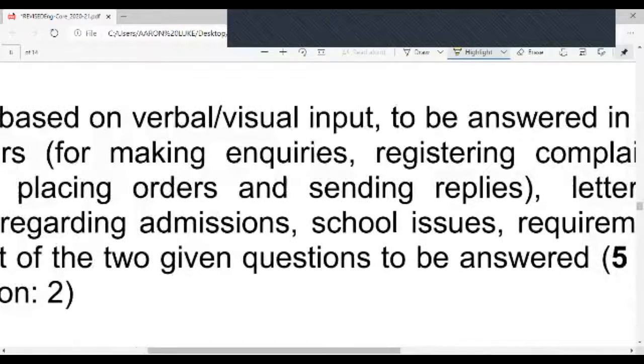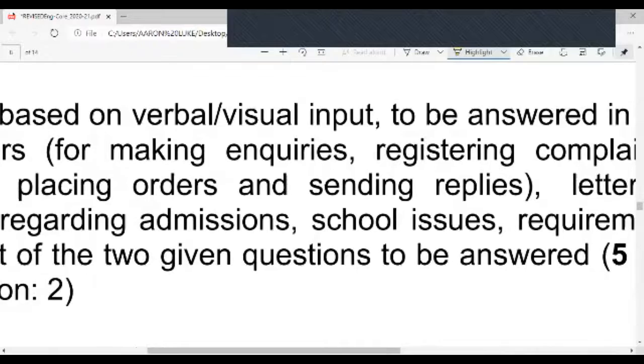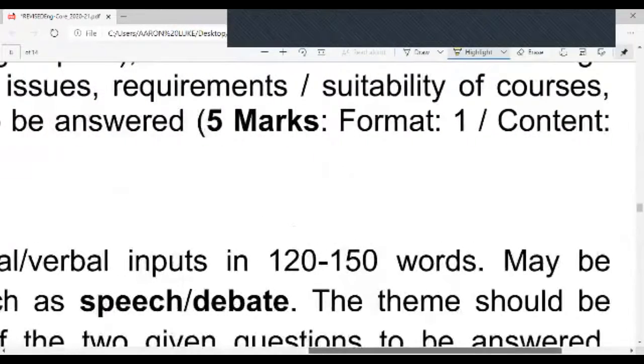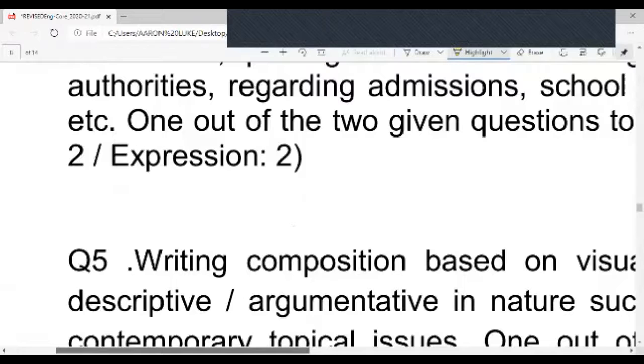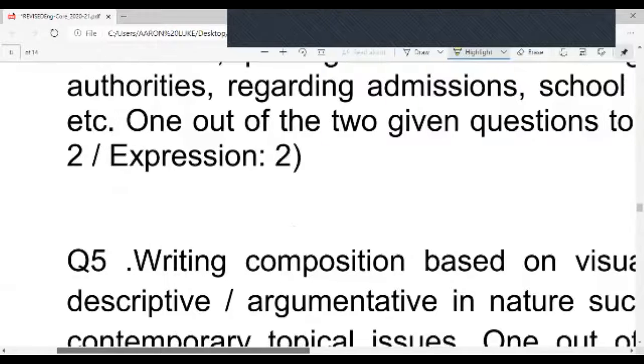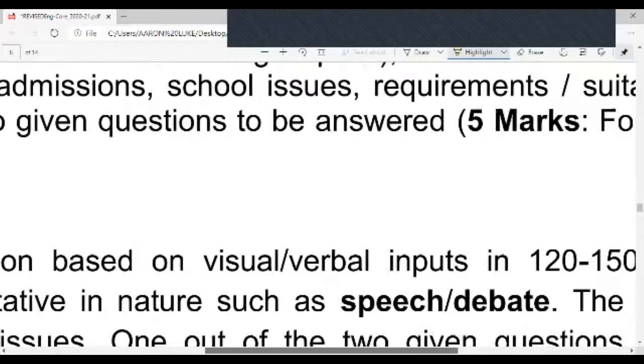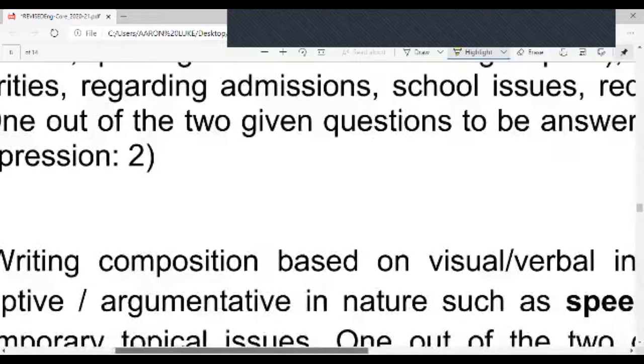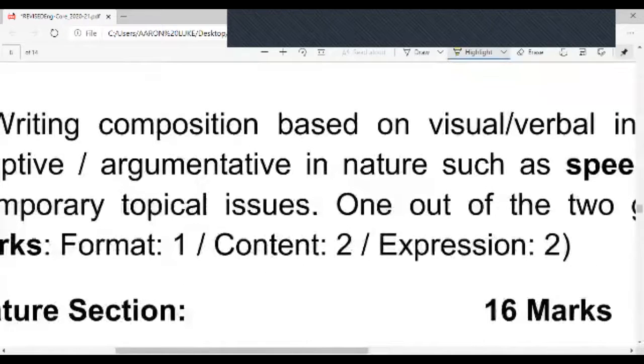You will be asked for 5 marks. So letter writing question will be for 5 marks. So how is that 5 marks divided? Format carries 1 mark, content carries 2 marks, and expression carries 2 marks. So total 5.